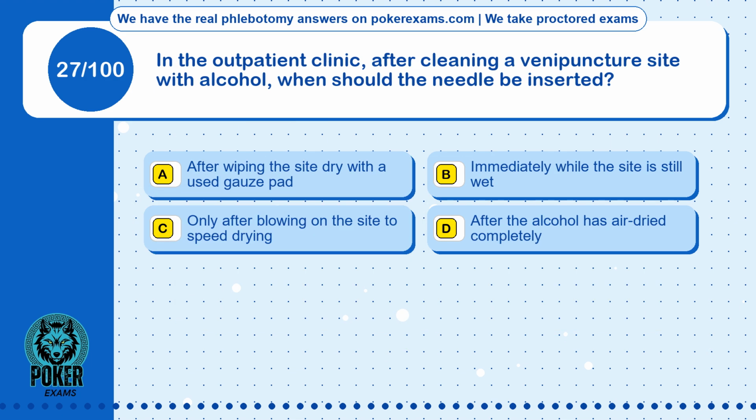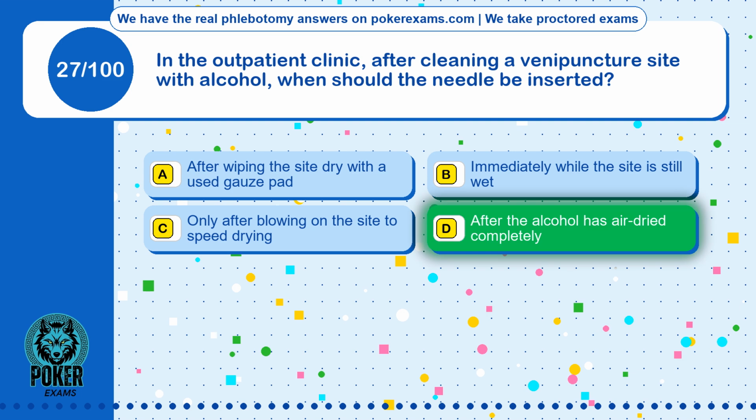Question 27. In the outpatient clinic, after cleaning a venipuncture site with alcohol, when should the needle be inserted? Option A: after wiping the site dry with a used gauze pad. Option B: immediately while the site is still wet. Option C: only after blowing on the site to speed drying. Option D: after the alcohol has air dried completely.